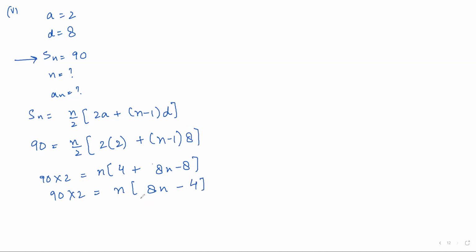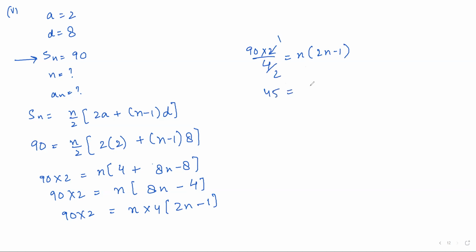So I can take 4 common. 90 into 2 is equal to n into 4. I can take common, so 2n minus 1, right? So that becomes 90 into 2 divided by 4 is equal to n into (2n minus 1), right? So this will be how much? 2 into 45 is equal to, you open the bracket now, 2n square minus n. So that becomes 0 is equal to 2n square minus n minus 45.